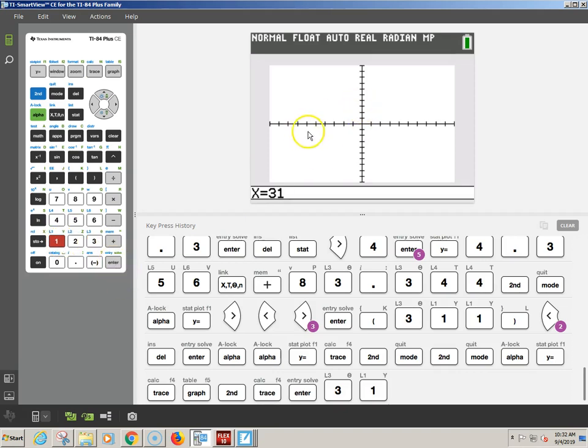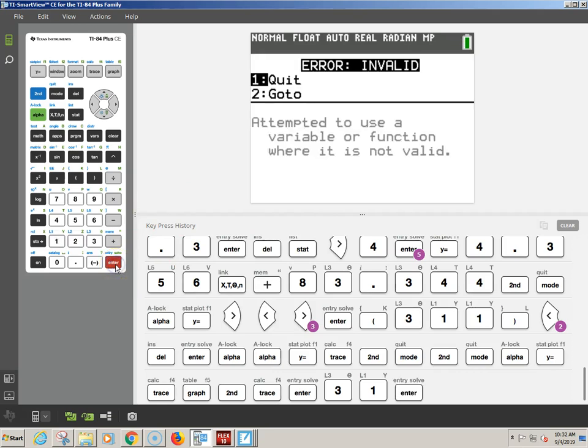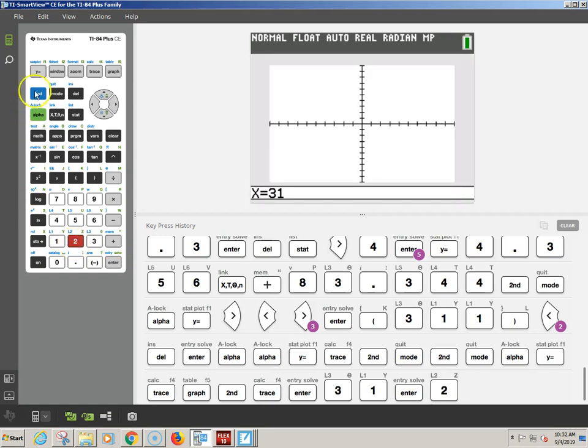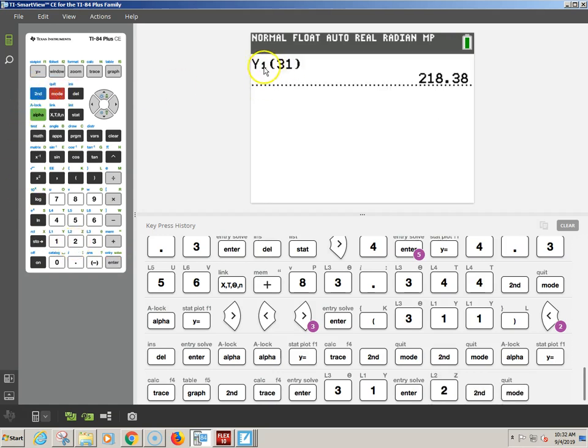Wait, is 31 on the screen right now? No. Wouldn't you have to zoom out, zoom out, zoom out to get a nice picture to actually use this? Yeah. I don't want to zoom out to get a nice picture. Forget it. I just want to plug in 31 and be lazy and have the calculator do it for me. Done.